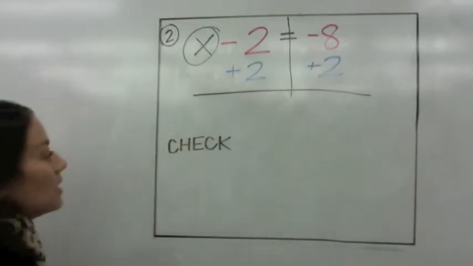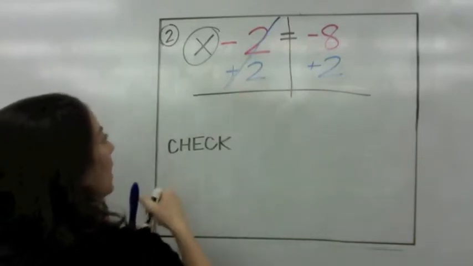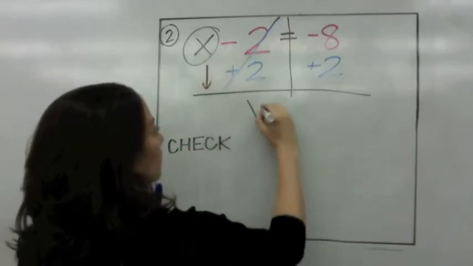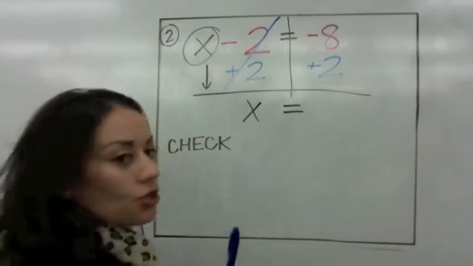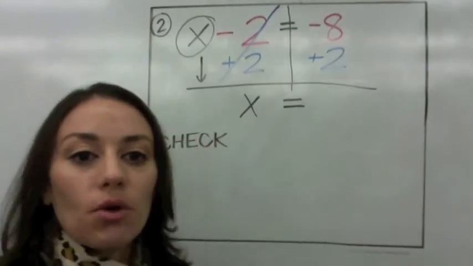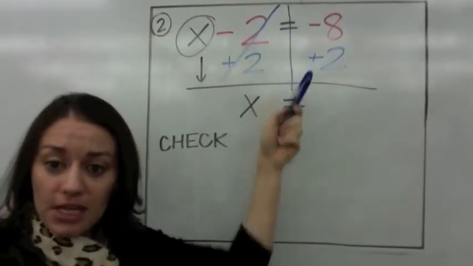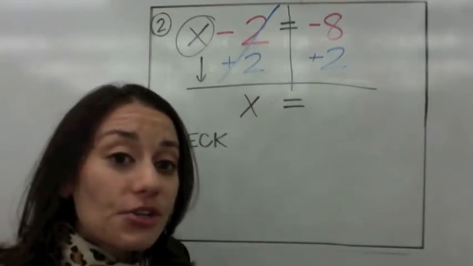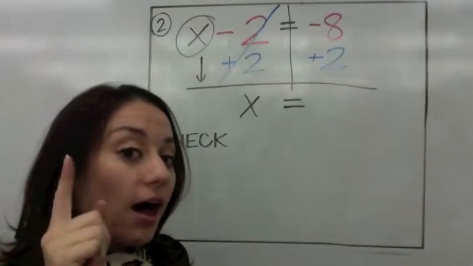All right. So a negative 2 and a positive 2 makes 0. Bring down the x. So now x is going to equal negative 8 plus 2. Okay, negative 8 plus 2. So do these have different signs? They're different colors, right? Different signs? What do you do with different signs? You subtract. And you keep the sign of the higher number.